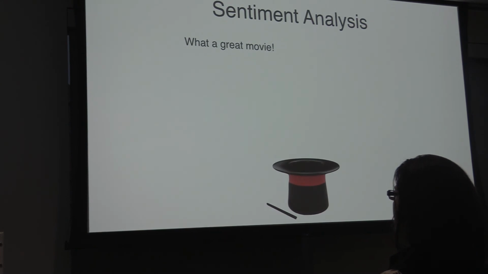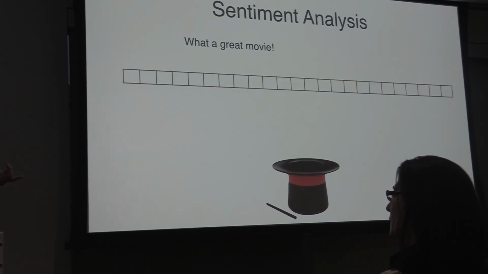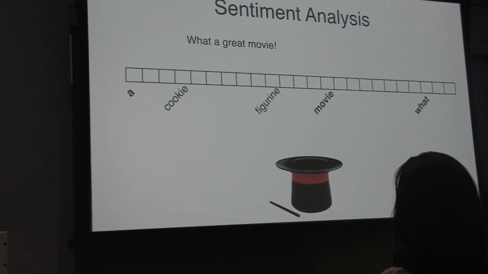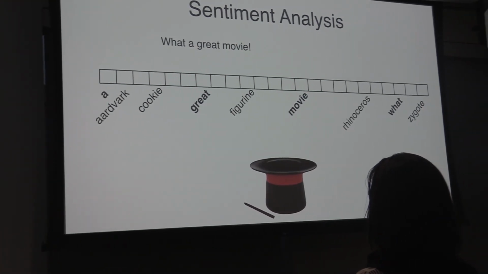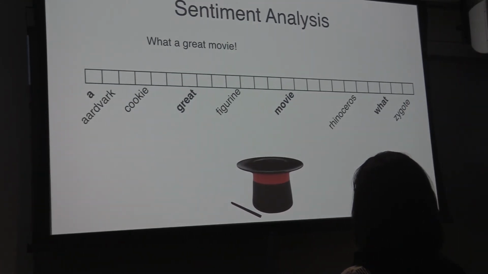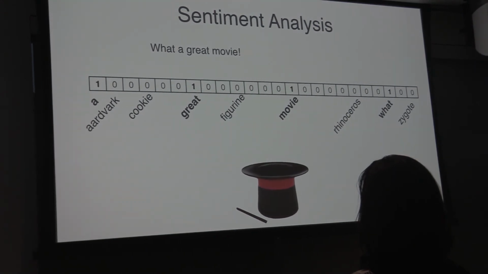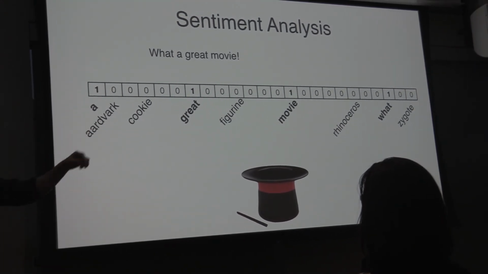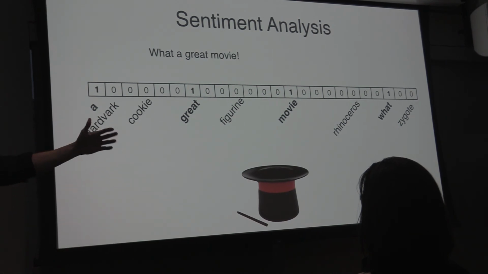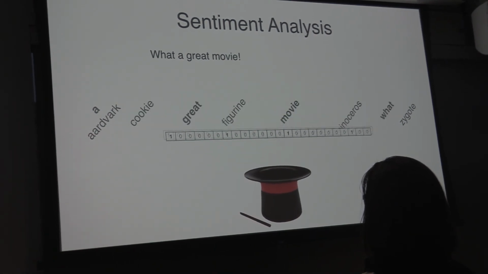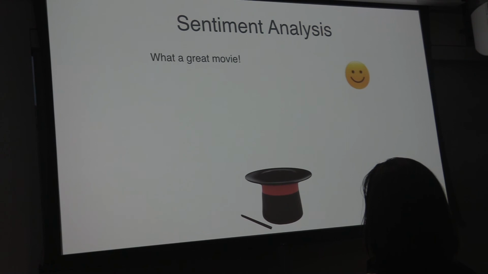How? Well, we have to turn the words into numbers. So we take all the words from A, aardvark, to zygote, I think that's the last one, and we just pick the ones that appear in our sentence. So A, great movie, what? And put ones there and zeros everywhere else, and throw that humongous set of numbers into the neural network, and it will return, yes, that was good.